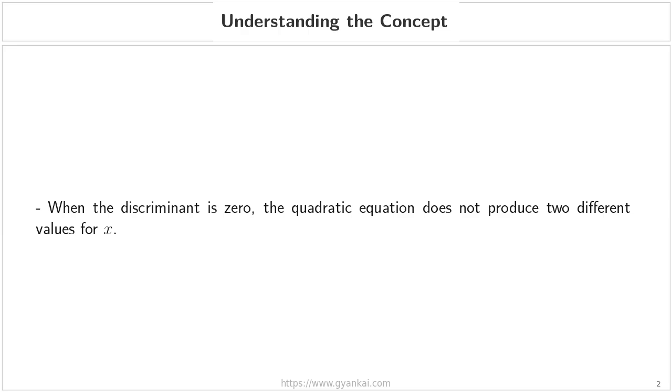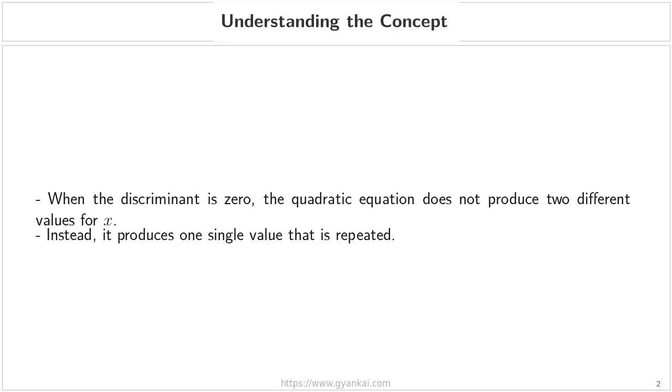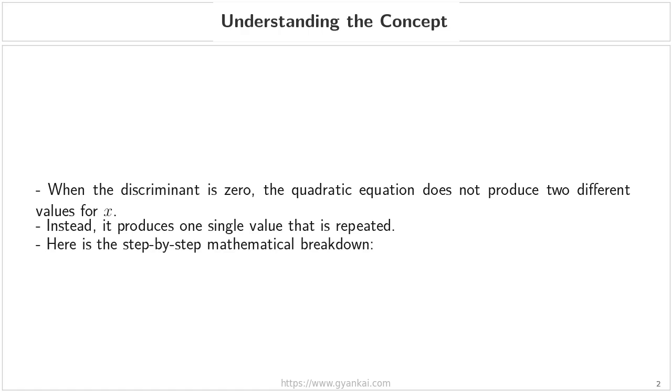Understanding the concept. Now that we've introduced the discriminant in the previous slide, let's dive deeper into what actually happens when that value equals 0. You'll notice that when the discriminant is 0, the quadratic equation stops producing two distinct, different values for x. Instead, the two solutions merge into one single value that is repeated. To really understand why this happens, let's walk through the mathematical breakdown together.